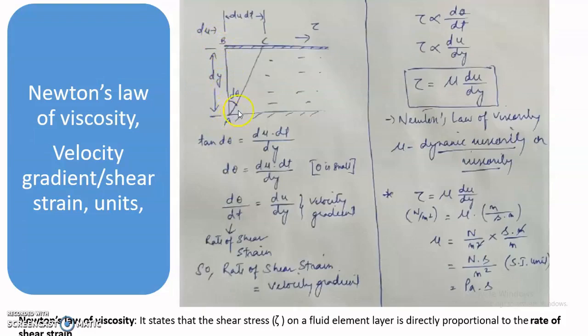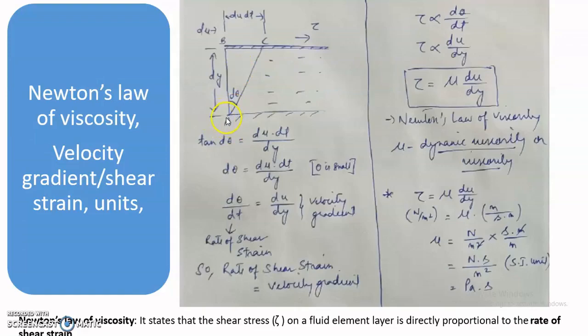So what will be the velocity at this point A? The velocity will be 0, so UA will be 0. And what will be the velocity at this point B? It will be du, since we have considered du as the velocity of the small element. Considering this as the fluid elemental layer, now let's recall the definition of fluid.